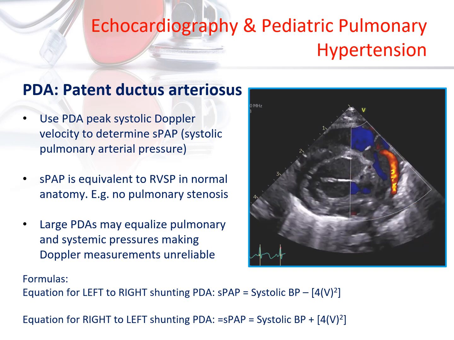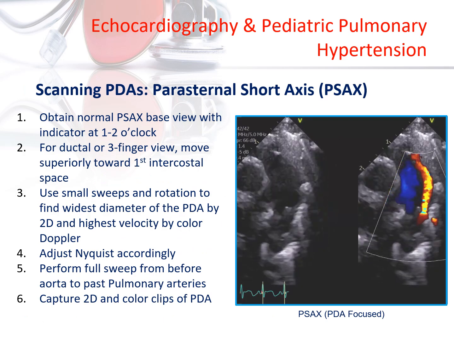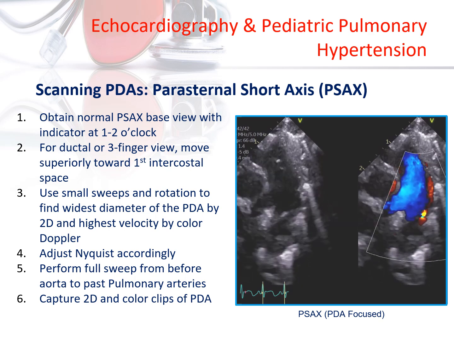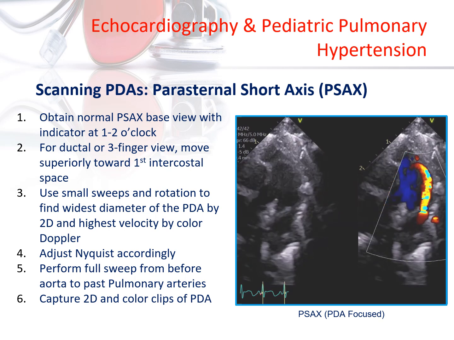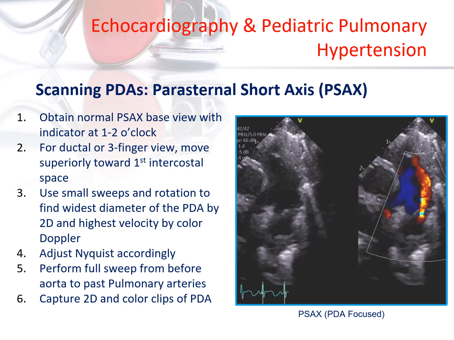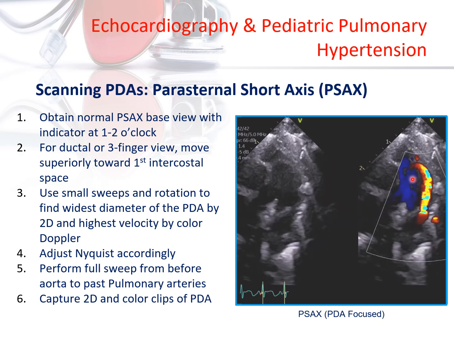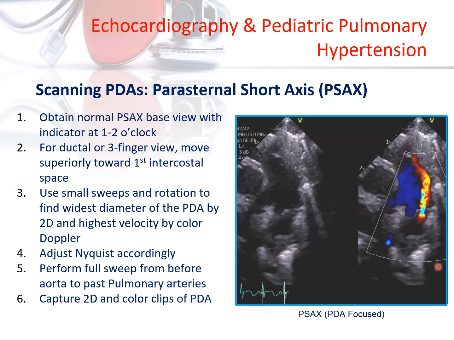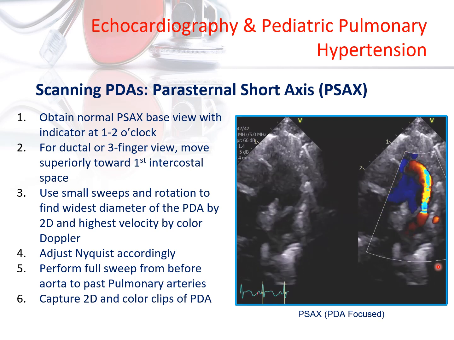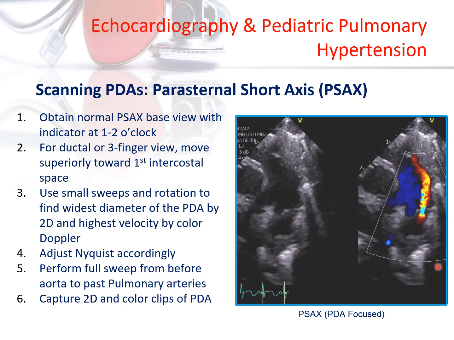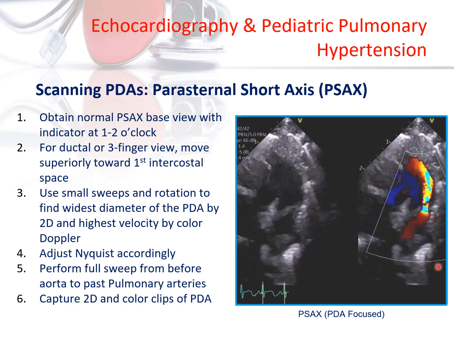And here are some associated formulas. All right, scanning PDAs. We're going to start with the parasternal short axis. First thing you want to do is obtain a normal parasternal short base view with the indicator around 1 or 2 o'clock. Then to achieve the ductal or 3-finger view, let's count them 1, 2, 3, you want to move more superiorly towards the first intercostal space. You want to use small sweeps and rotation to find the widest diameter of the PDA by 2D and highest velocity by color Doppler. And then you want to adjust your Nyquist accordingly.